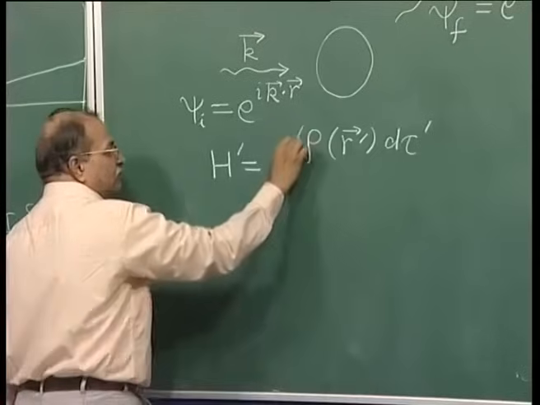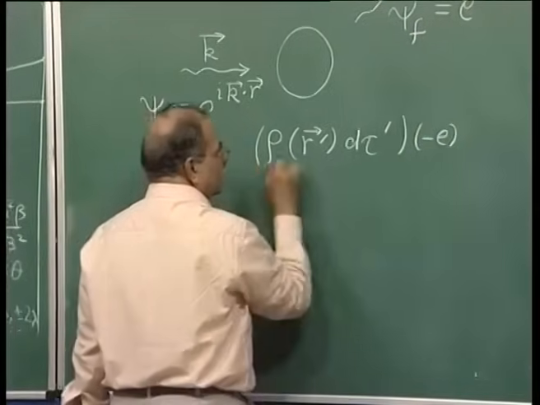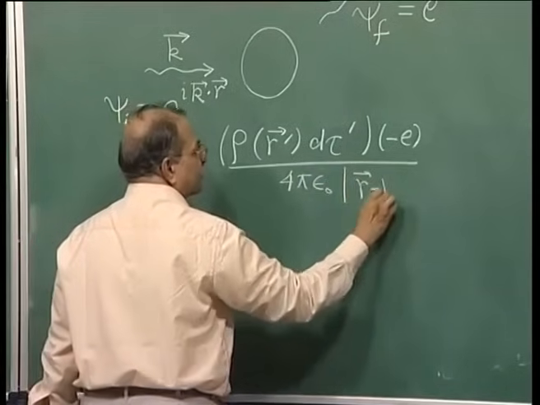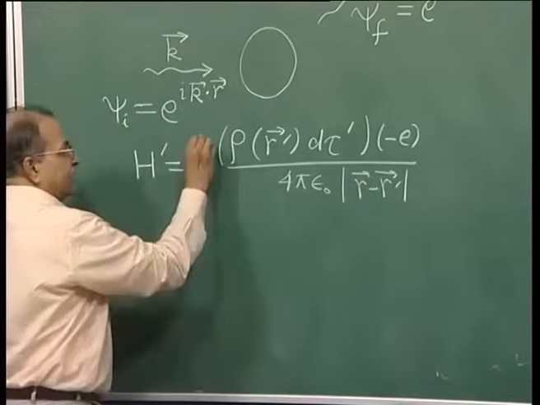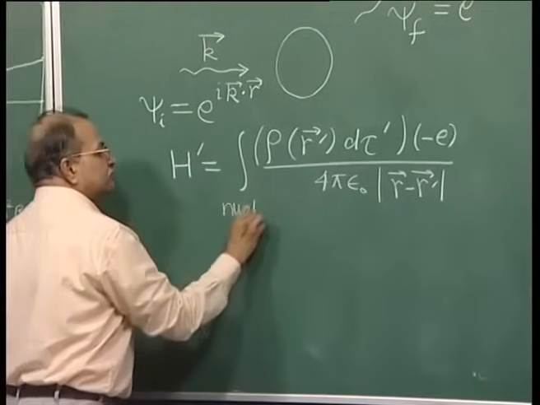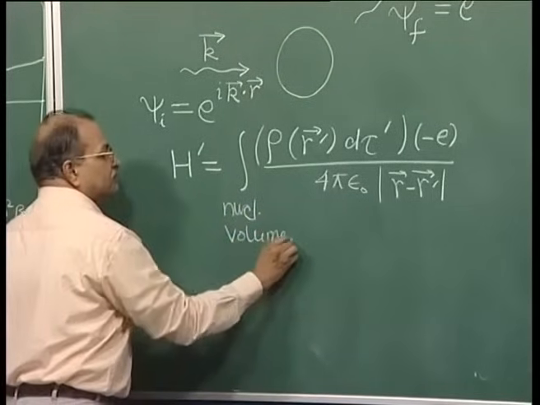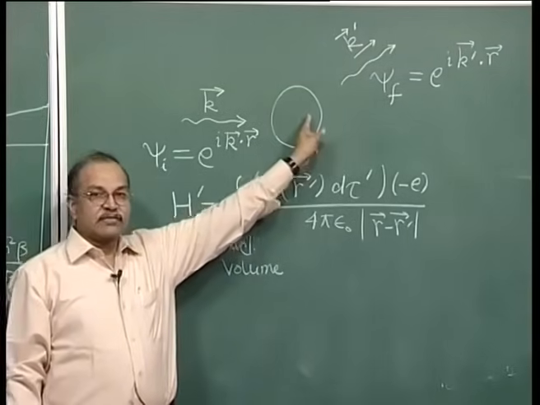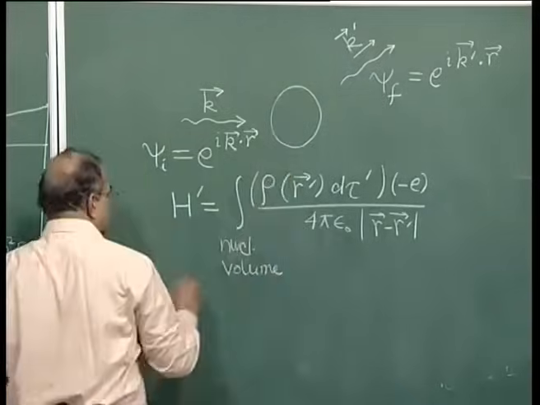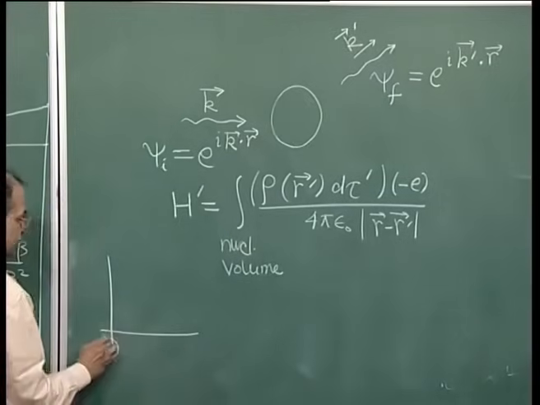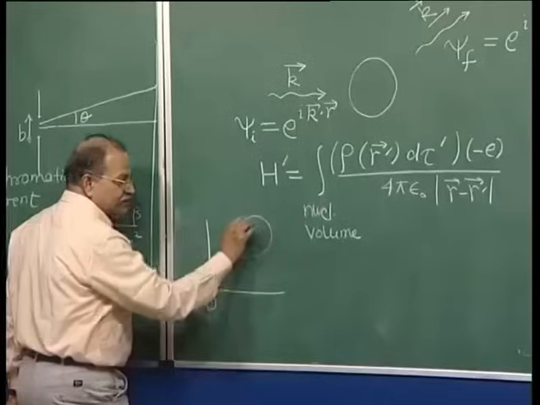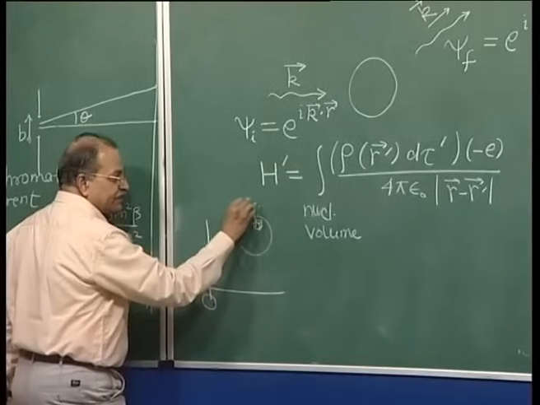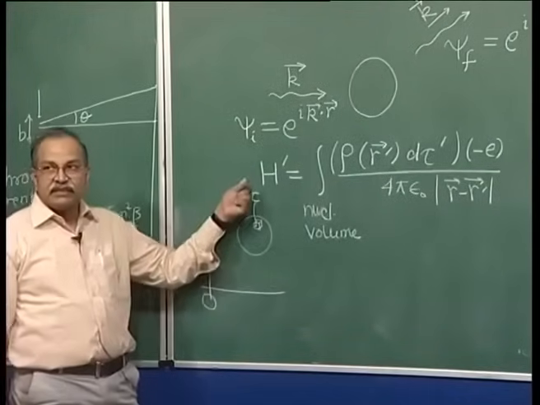This is if the electron is somewhere here, then the energy will be rho of r prime d tau prime, I will just explain what it is all, times minus e divided by 4 pi epsilon naught, and then mod of r minus r prime, an integration over the nuclear volume. What is this? I am only writing the Coulomb energy of electron with this nucleus. So, if you have, let me draw it here, if you have your origin here and this is the nucleus, this is the nuclear volume, and you take a small volume element, this I am writing as d tau. So, this will be our symbol, d tau is for volume.